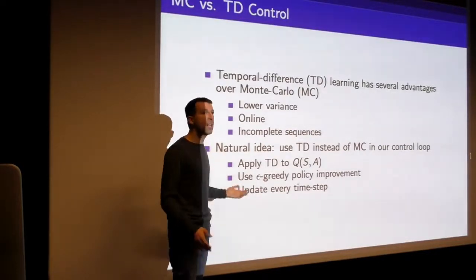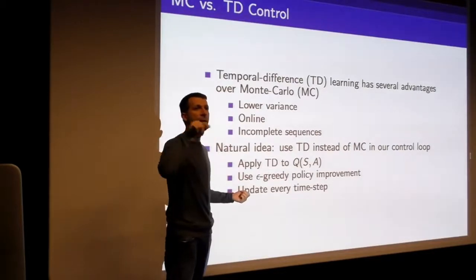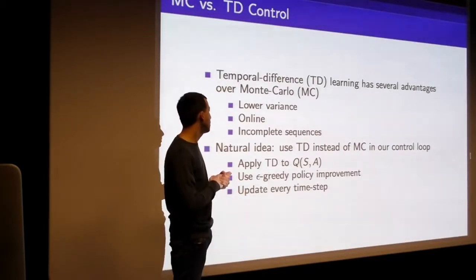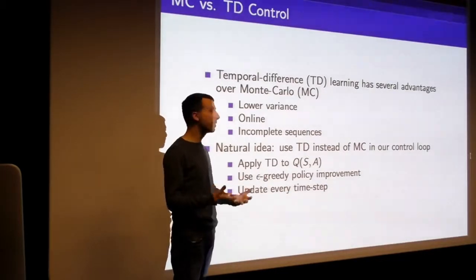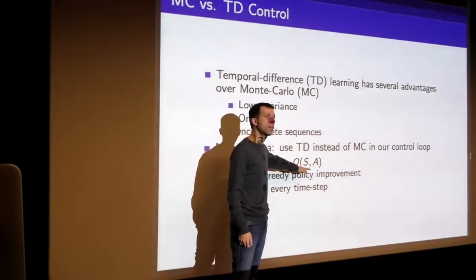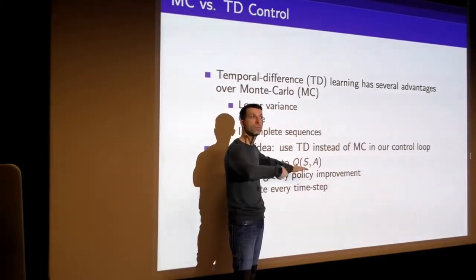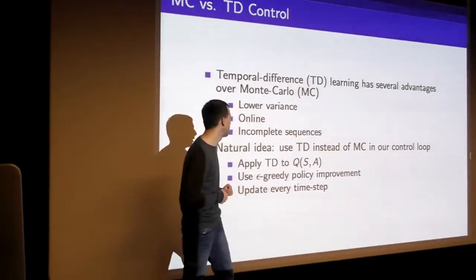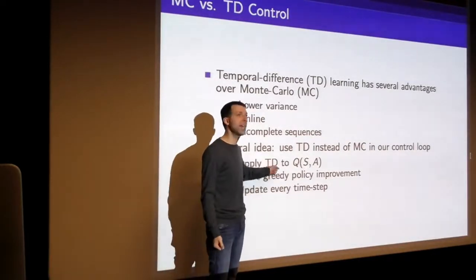And so the natural idea, well, let's try the obvious thing, which is use the same generalized policy iteration strategy. But we know that to do model-free policy iteration, we need to use Q. We need to use Q so that we don't have to do any look-ahead to do our greedy or epsilon greedy policy improvement. And the idea is basically to use now TD learning to estimate Q.